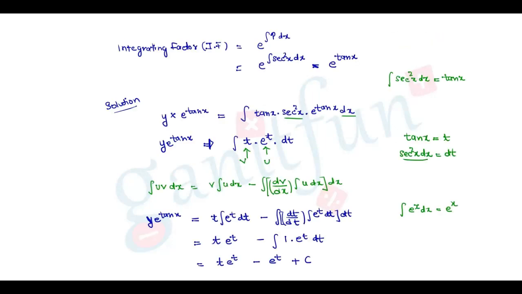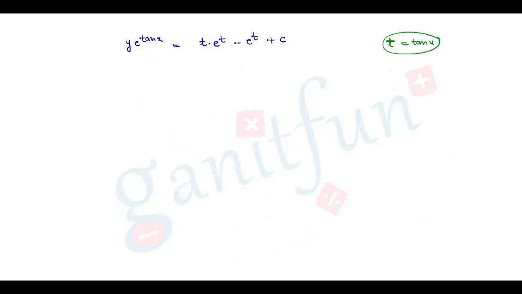Writing the solution in terms of t again, so y into e power tan x is equal to t into e power t minus e power t plus c. Putting the value of t as tan x, we have taken t as tan x earlier. So we get tan x e power tan x minus e power tan x plus c.